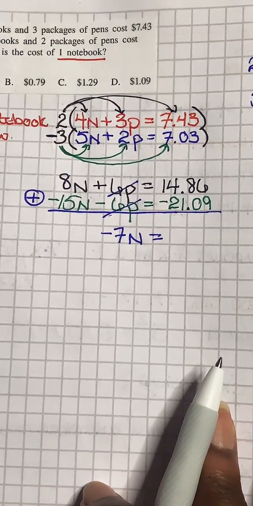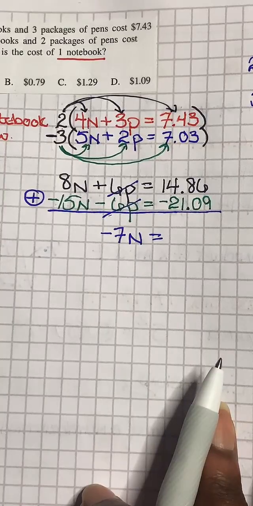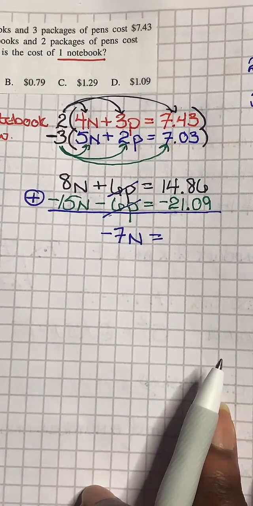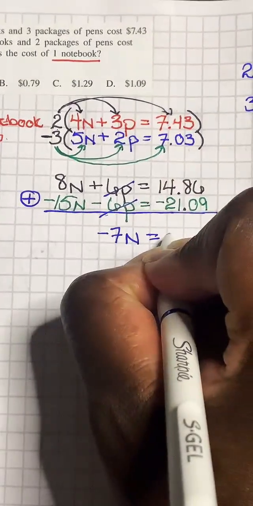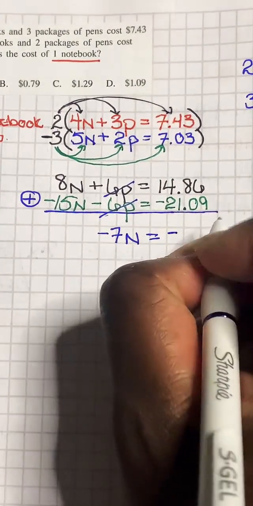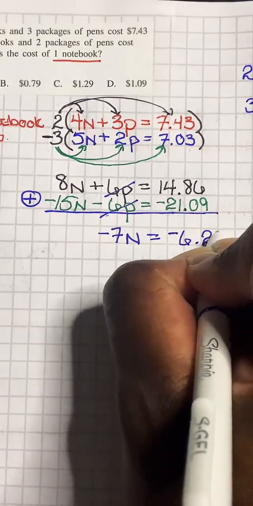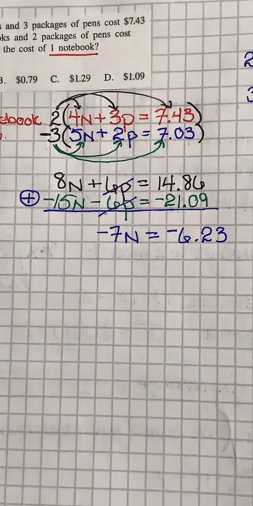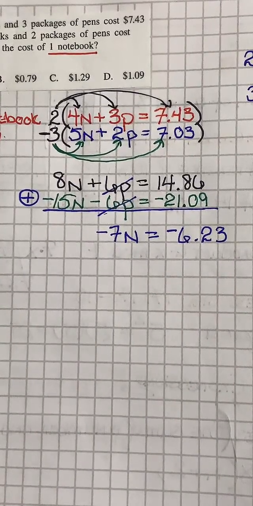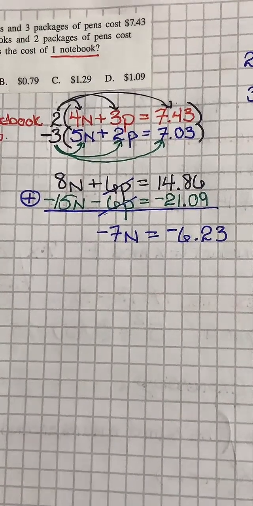$21.09. Whoops. 1486 minus 21.9. Is that? Yes, that's what I thought. Okay, so we'll get our negative 623. Thank you, Kai.